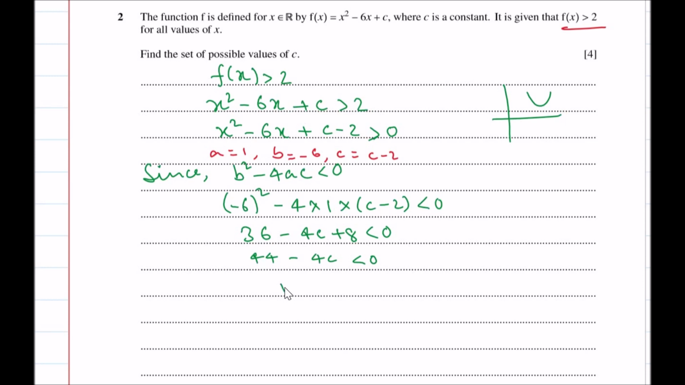What does it mean? 44 is less than 4c, or we also can write 4c greater than 44. So c greater than 44 divided by 4, that is 11. Okay. So c greater than 11. This is the answer.